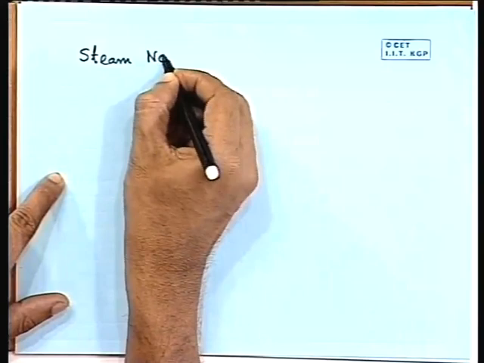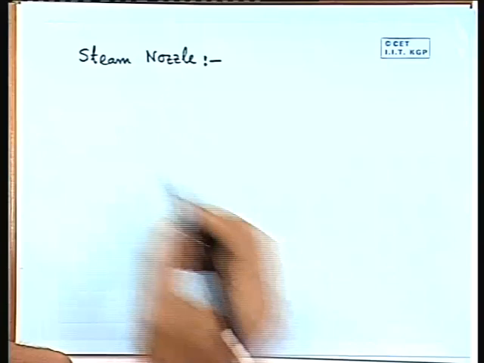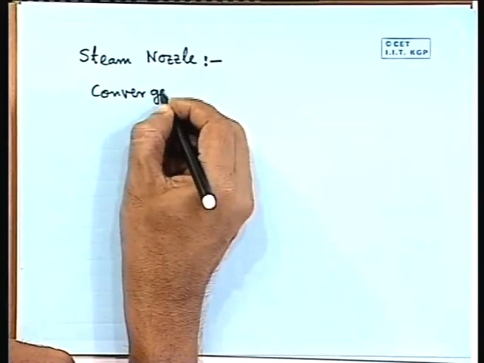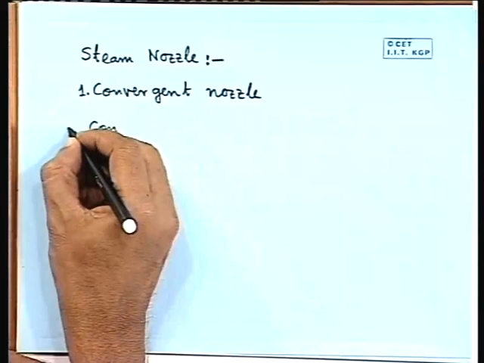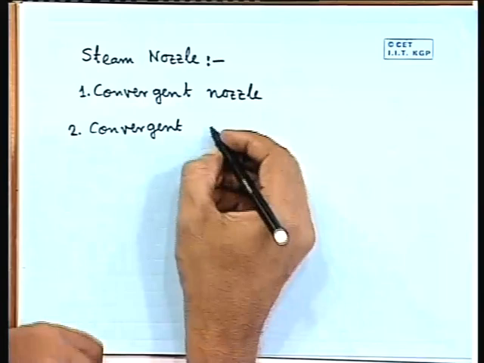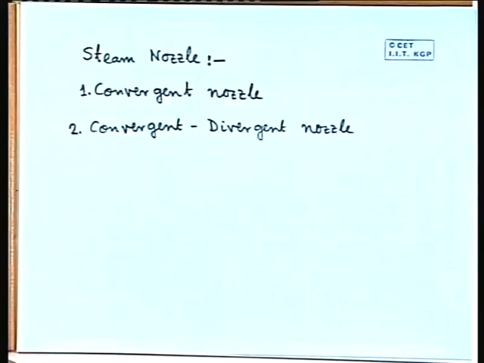Now, regarding the nozzle, we have already studied it. Basically, a steam nozzle can be of two types: one is the convergent nozzle, and the second one is the convergent divergent nozzle. So in a steam turbine, we can have either a convergent nozzle or a convergent divergent nozzle.